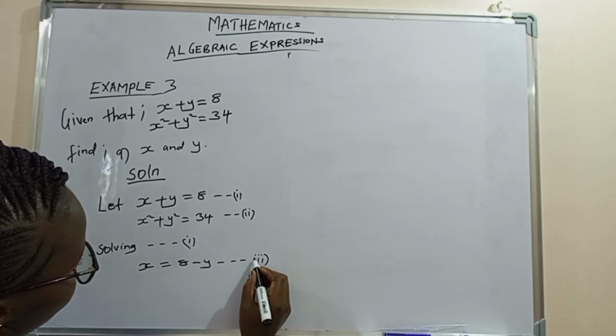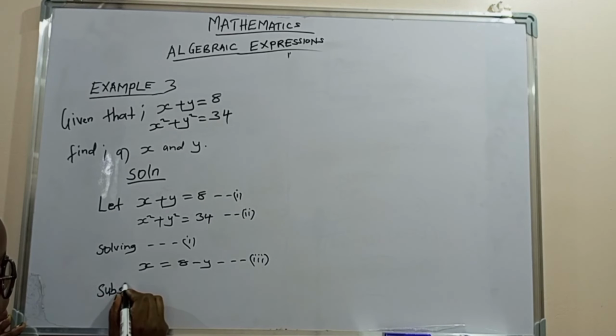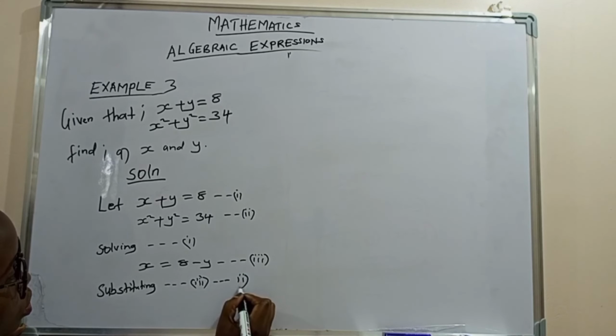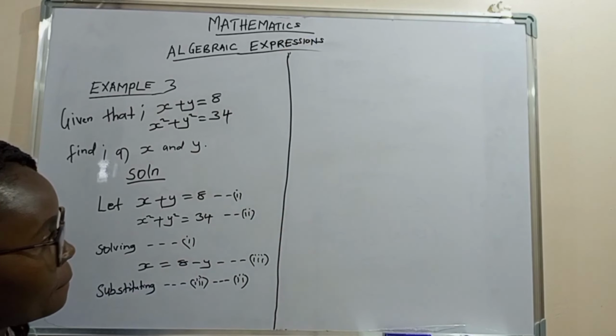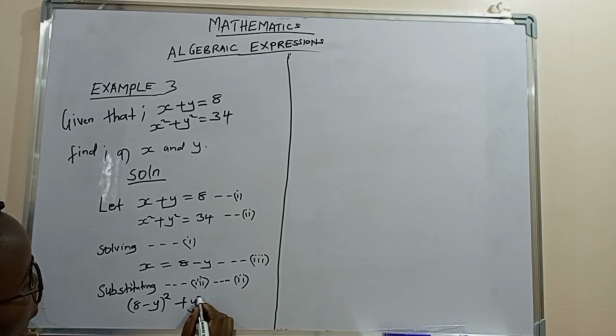This will be our third equation. So substituting equation 3 into equation 2, we get, where this x, you replace it with 8 minus y. So we have 8 minus y squared plus y squared is equal to 34.